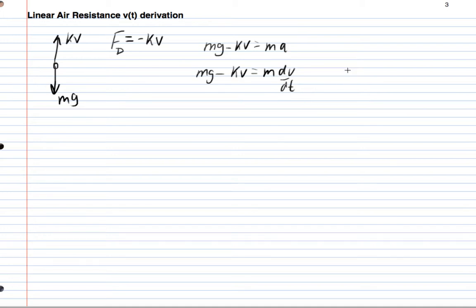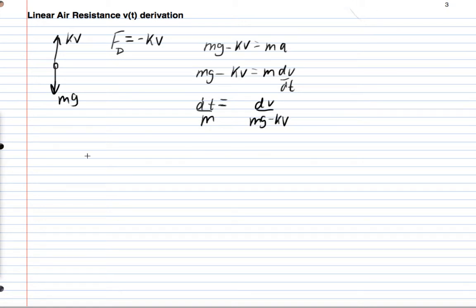Now we're going to solve this by separation of variables. What that means is we're going to get dt stuff on one side and dv stuff on the other. So when we do that, we're going to end up getting dt over m equals dv over mg minus kv.